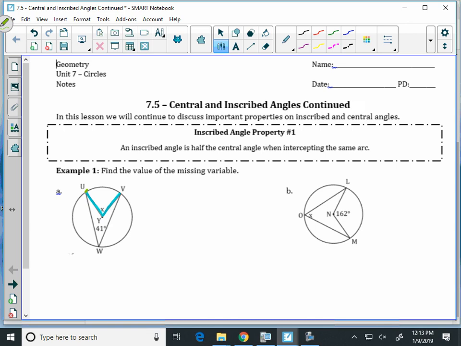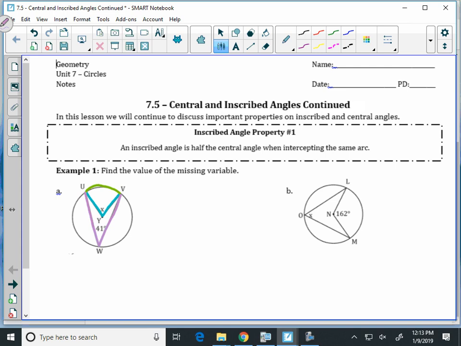Angle is missing, you go to its arc. I like that. Do we know what the arc is? No. We have to find out what that arc is. But I'm noticing in this diagram that there's this other angle that's intercepting that same arc.